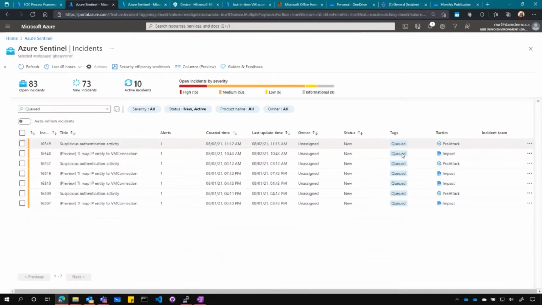This gives me the ability to see, okay, within a 48-hour period, I only have 7 that are queued that have not been triaged, that have not had some type of level of triage with severity applied, that I know an analyst needs to go and make an effort on, right?